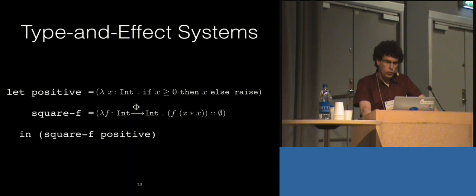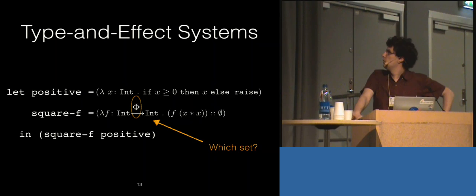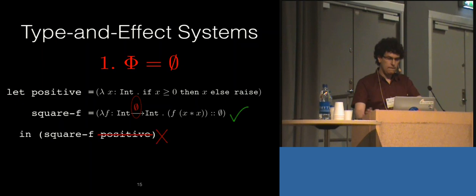We can use this in an example, and we want to see what kind of problems arise when using this kind of type and effect system. So the question is, which set will we declare for the side effects of function f? A first attempt is to say that f is pure, and this will make the ascription work. But in this case, it will reject the function positive because the type signature says that it may raise an exception. Though in this case, since we know that x is an integer and the square is always non-negative, this exception will never be raised.